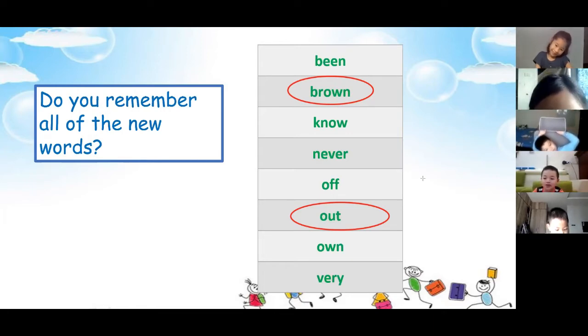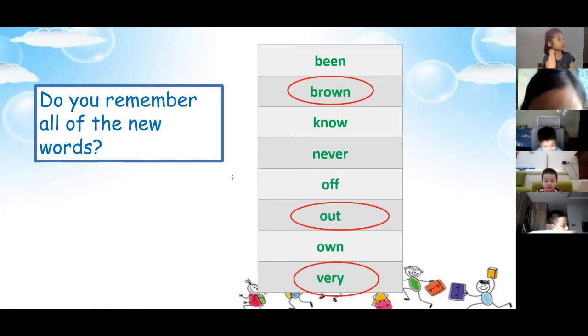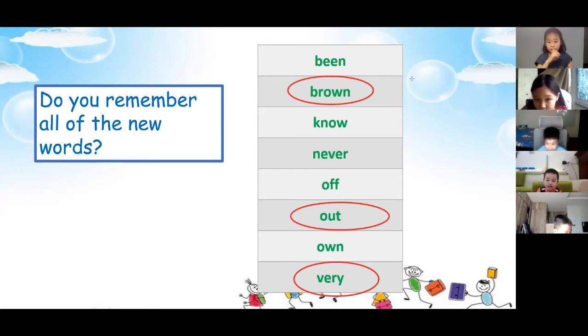Antu. Okay, Antu, are you ready? Okay, ready? 3, 2, 1. This one. What does it say, Antu? Very. Do you remember what it means? Can you tell me a sentence? The car is very big. Yeah, the car is very big. Well done. Okay, I'm to choose someone.